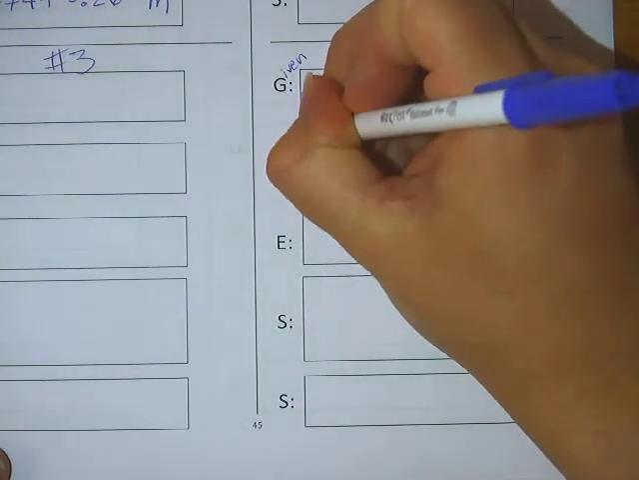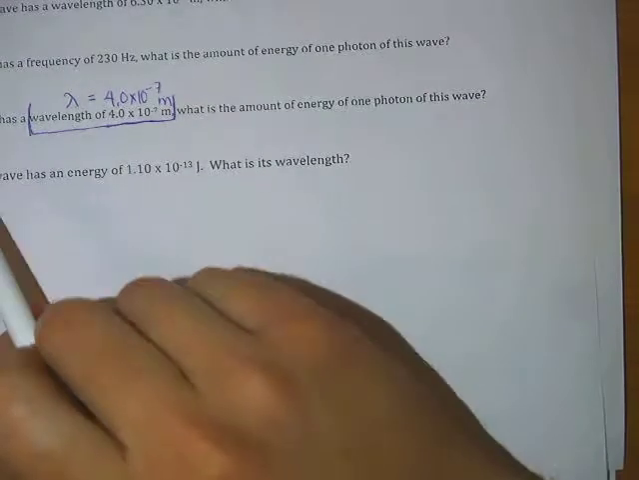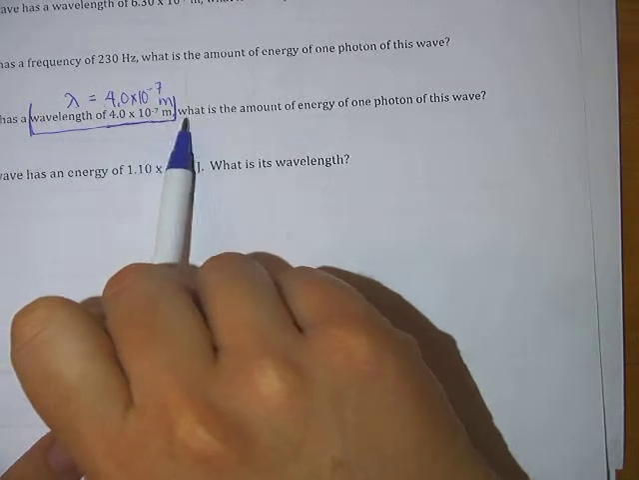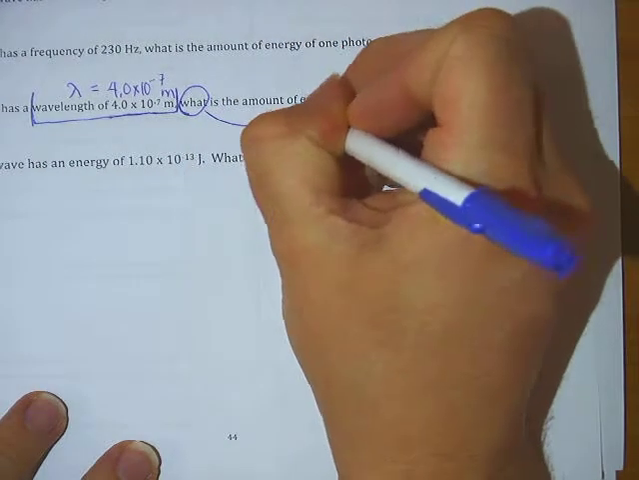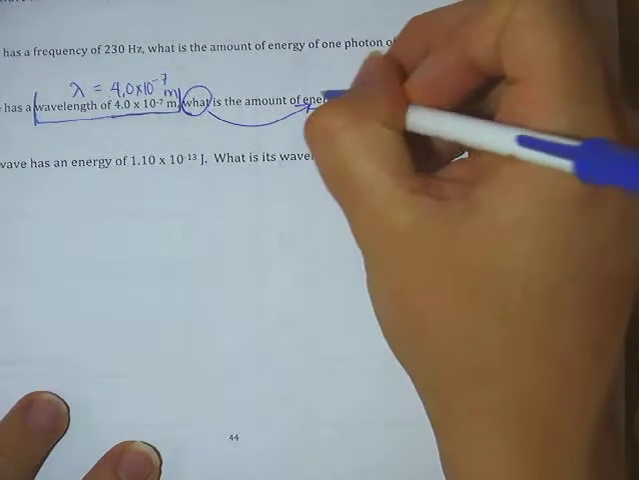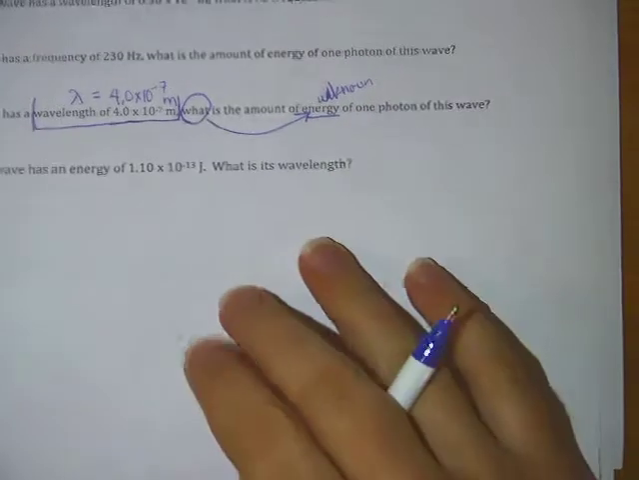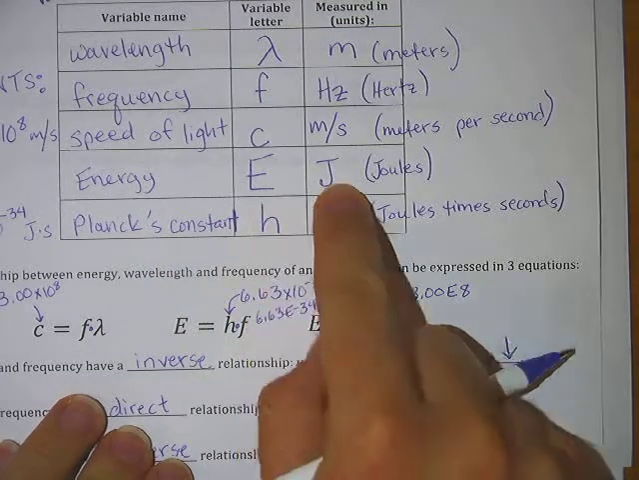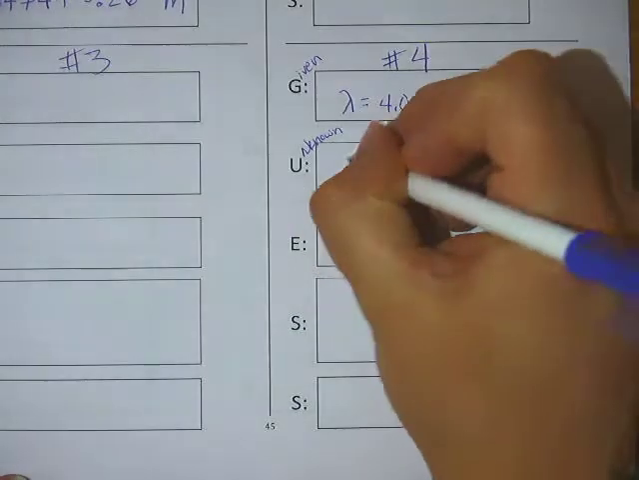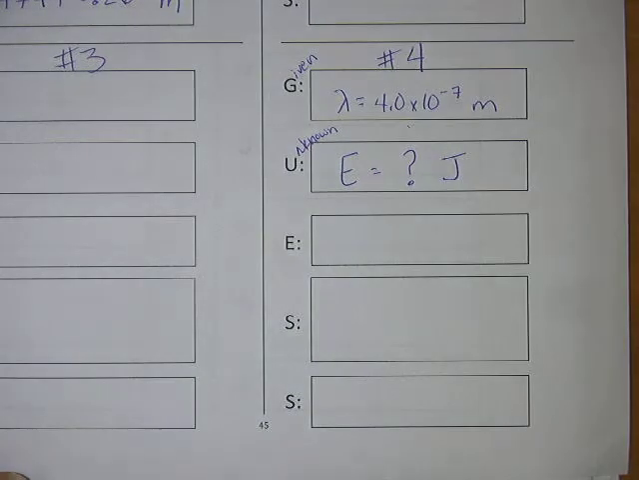Next, I need my unknown. So I have to go back to the problem and look for a question word. If a wave has a wavelength of blah, blah, blah, what is the amount of energy of 1 photon of this wave? What is my question word? And they are asking me about energy. So energy is my unknown. Remember that energy, we use a capital E, and it's measured in joules. So I'm going to write in my unknown box, E equals some number I don't know of joules.